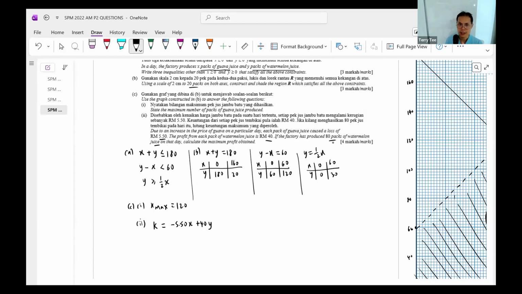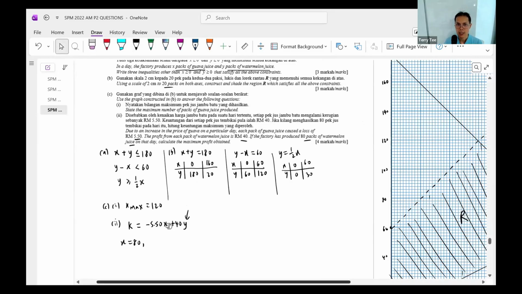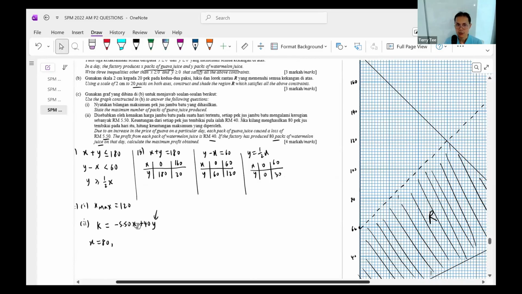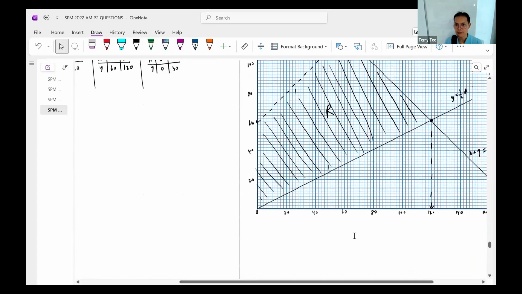And they already predetermined that you produce 80 packets of watermelon. So if your X is 80, you want to find maximum profit Y. Very simple. Maximum profit happens when Y is bigger. The bigger the Y, the more profit you have, right? You don't have to draw the objective function line anymore, because you can see the bigger the Y, the bigger the profit. When X is 80, what's your Y?